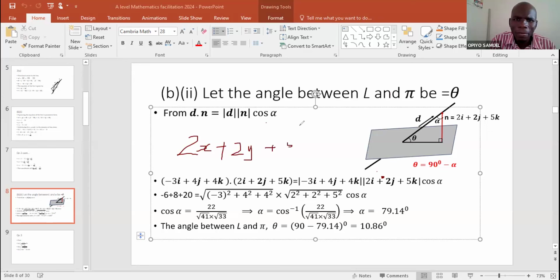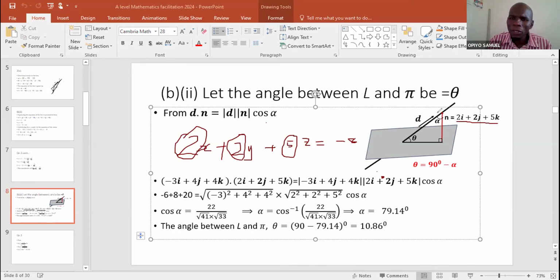Now, the coefficient of x, the coefficient of y, and the coefficient of z, when you bring them together in vector form, will form the vector normal to the plane. So that's how we get the normal vector n. So this is the vector which is going to be normal to the plane, and this vector meets the directional vector which is parallel to the line.